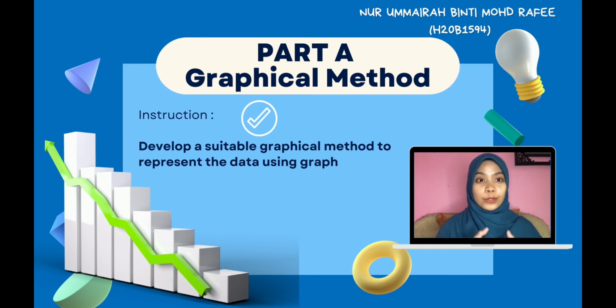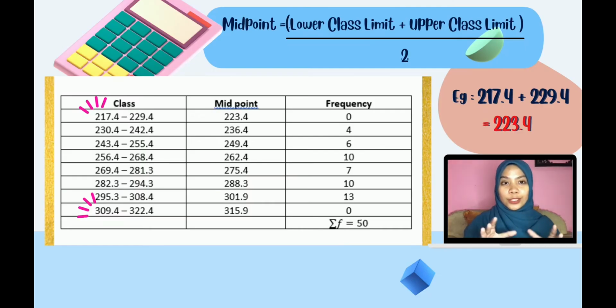H2OB1594. So let's go through this part, which is graphical methods. The instruction is to develop a suitable graphical method to represent the data using a graph. In this part, I have prepared two different graphs, which are the frequency polygon and the ogive. Here is the same table as the previous part, but for the frequency polygon, we have to add another class on the top and at the end of the classes.